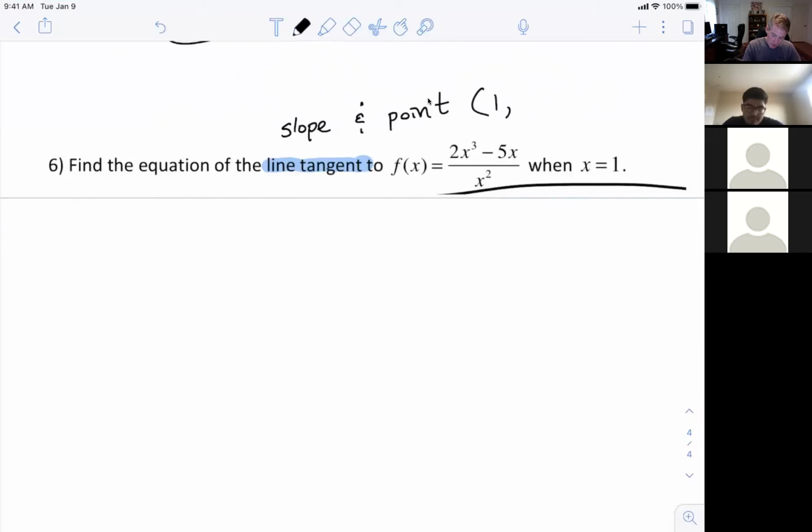And then to find out what y equals, just plug that 1 into the function, and it's going to be 2 times 1 cubed minus 5 times 1 divided by 1 squared. Or in other words, the y value is going to equal, on the top, 2 minus 5, which is negative 3. And then on the bottom, we're dividing by 1. So it's negative 3 divided by 1. The y value is negative 3.